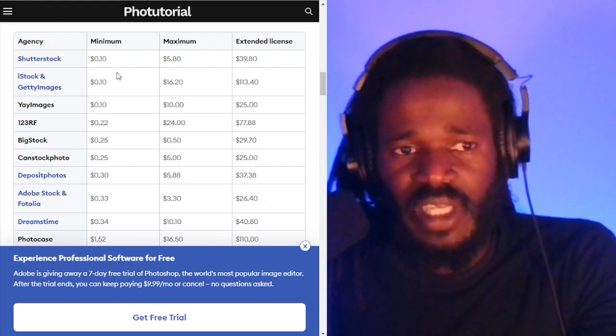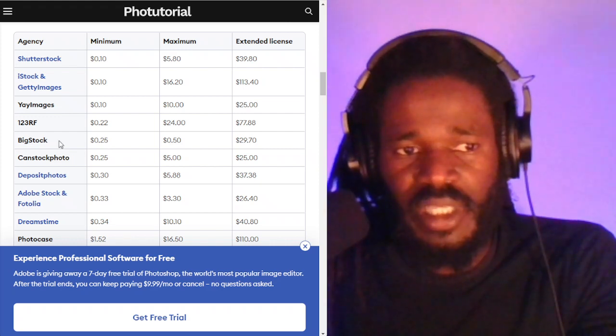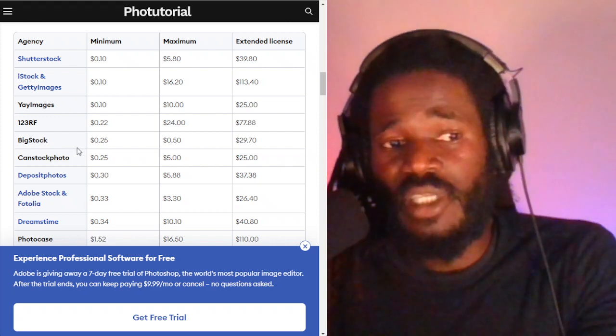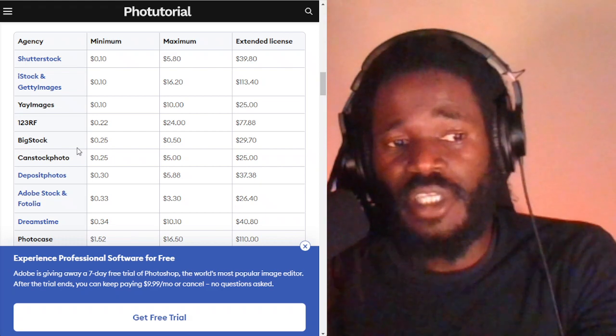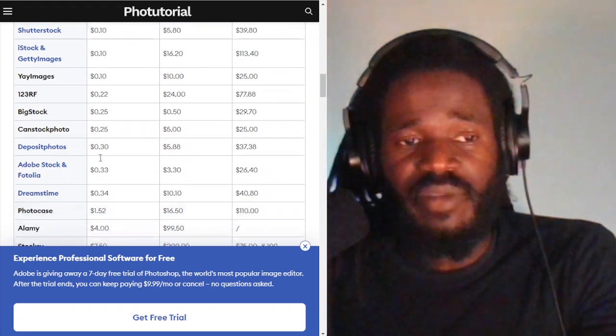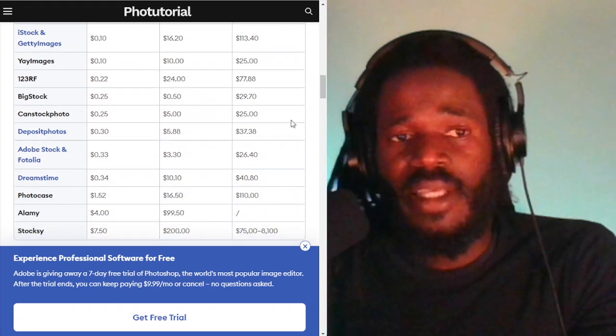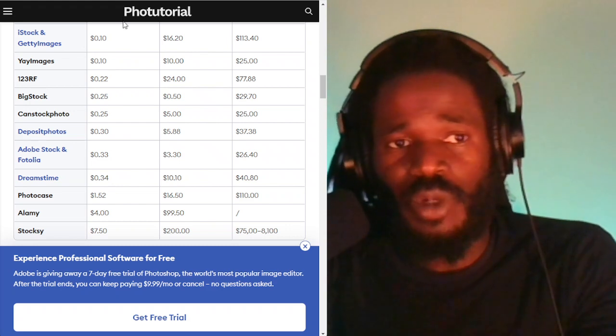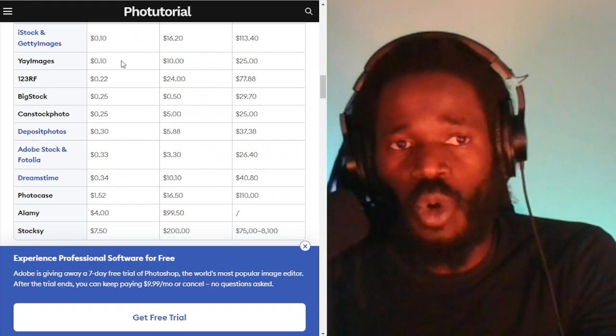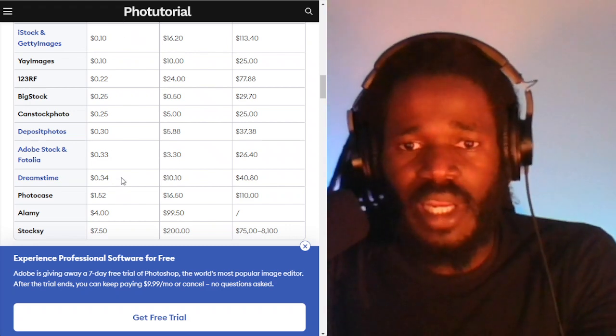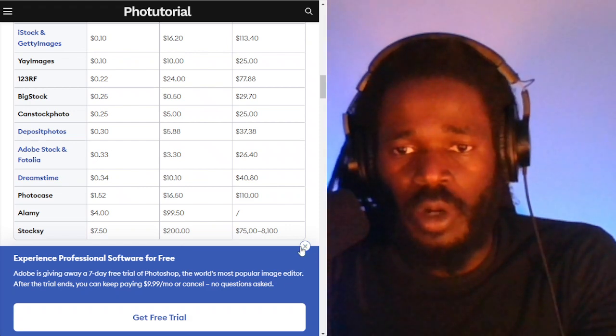Shutterstock has a minimum of 10 cents, but there are other sites such as Big Stock, and I'm not sure if these sites are still active or are still actively buying images or not. This is a table here. The source is the website here. Plutorial is where we're getting this information. Shout out to them. We don't want the free trial.